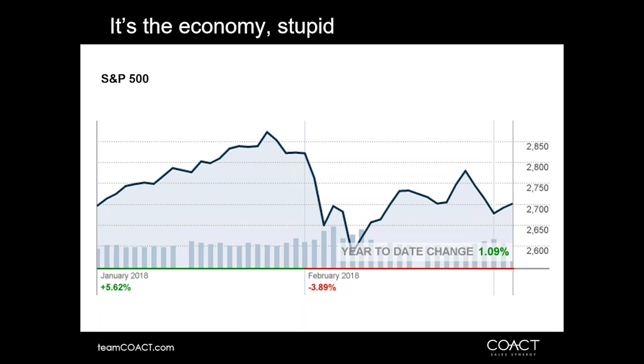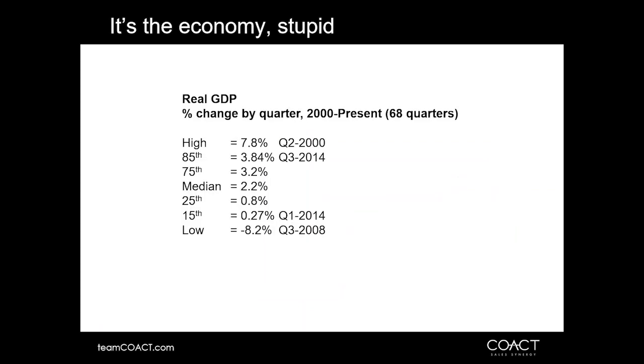I told you that we were going to talk a little bit about real GDP again after inflation. If you look at the percentage of change by quarter this century since 2000, 68 quarters, I did some little Excel spreadsheet stuff, and these are the results you get. So the median, if you stack up all those quarters, is 2.2% GDP growth.